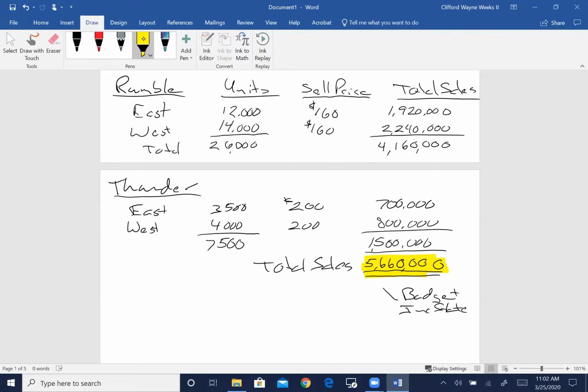The other two super important numbers are the total units that we're going to sell. The reason that those are important is because we're going to use those numbers to do the production budget. These other numbers are good to know, like what the East plans to sell as far as Rumble and Thunder, so it's useful information. But really the important numbers are the three that are highlighted. Why? Because they're going off to the subsequent budgets.